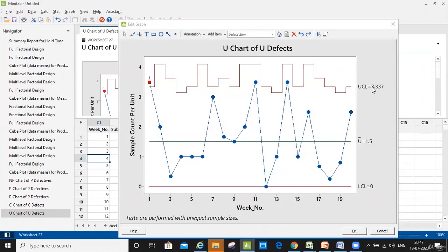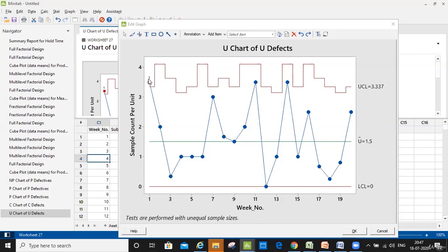So UCL is 3.337. But it has not reached outside the control limit. And that's the reason the tool says that during this week you might be cautious about it because it is very, very near to the upper control limit. But yes, this is the first priority and these two can be looked at as well. But it is not a concern of worry at the moment. This is the most important thing to look at at the moment.